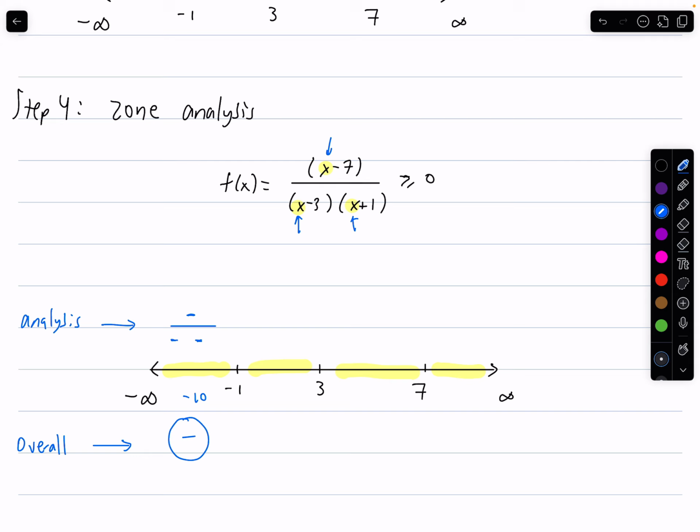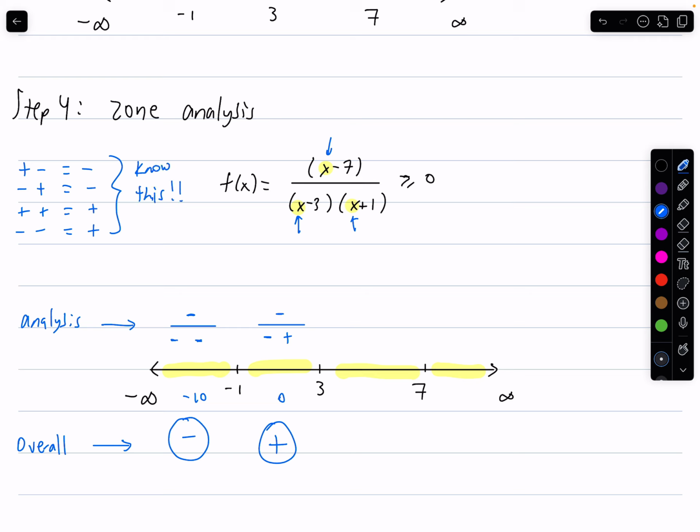So let's look at the second zone, from -1 to 3. What are we going to take? An easy number would be 0. And then we plug 0 into those x values. So 0 minus 7 gives us a negative. 0 minus 3 gives us a negative. 0 plus 1 gives us a positive. Now, what is the overall? It's a negative over a negative times a positive, which is a negative over a negative, so that gives us a positive. Something you want to remember is that positive times a negative is a negative, a negative times a positive is a negative, positive times positive is positive, and negative times negative is positive. So you need to know this.